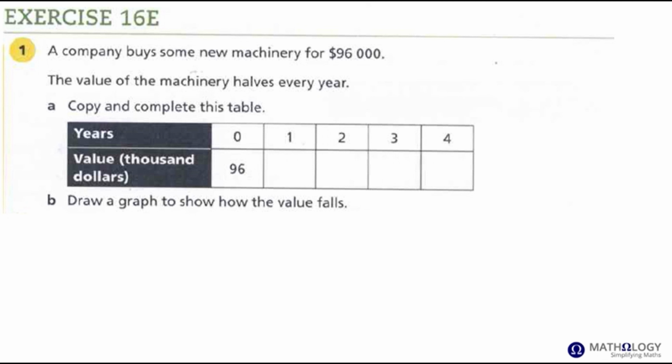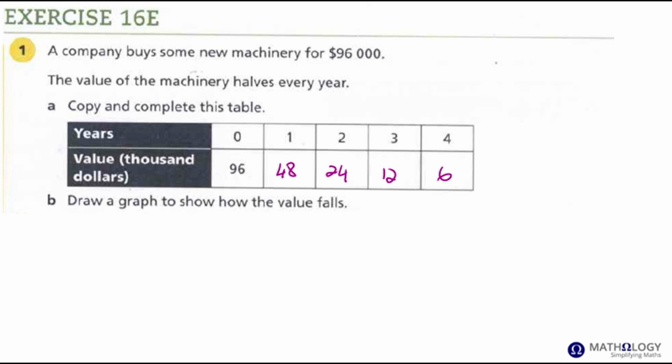So after year one, the value of the machinery is half of 96, which is 48. Half of 96,000, which is 48,000. Then after year two, we halve 48. So the value of the machinery is 24,000. After year three, you halve it again. The machinery is worth 12,000 and halve it again after 4 years. After 4 years, the machinery is worth $6,000. Then we need to draw a graph to show how the value falls.